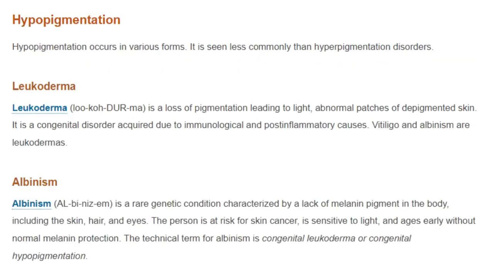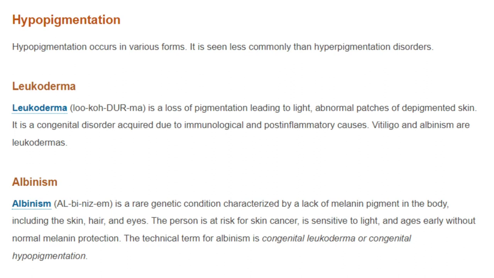Hypopigmentation. Hypopigmentation occurs in various forms. It is seen less commonly than hyperpigmentation disorders. Leukoderma. Leukoderma is a loss of pigmentation leading to light, abnormal patches of depigmented skin. It is a congenital disorder acquired due to immunological and post-inflammatory causes. Vitiligo and albinism are leukodermas.